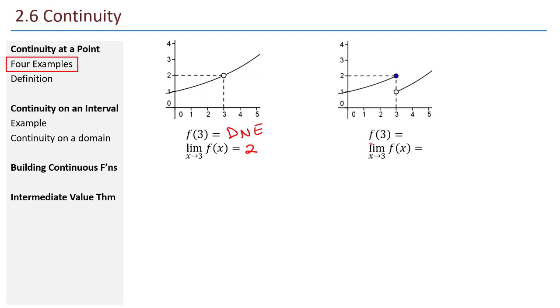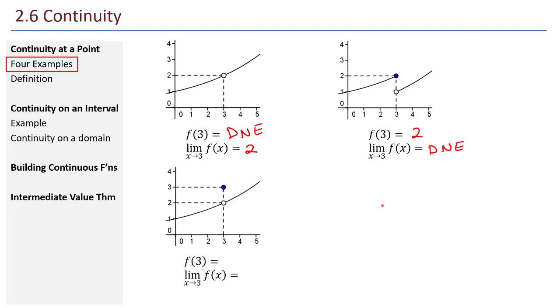Compare that with this graph. Now, in this situation, the value of the function does exist at 3. f of 3 really is 2. However, what about the limit? As x approaches 3, from the left the y values go to 2, and from the right the y values go to 1, so the limit does not exist. Well, they can both exist.